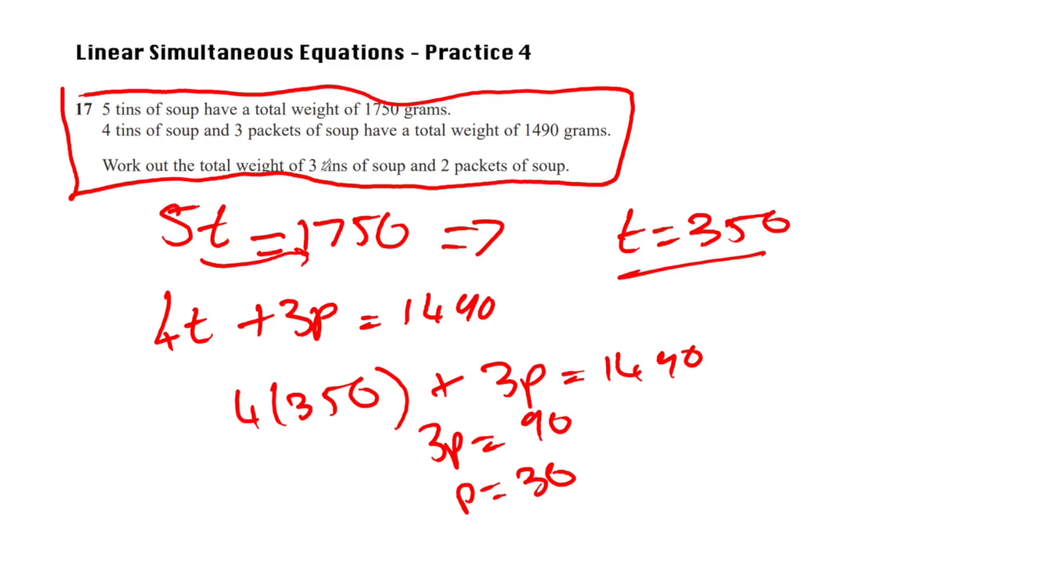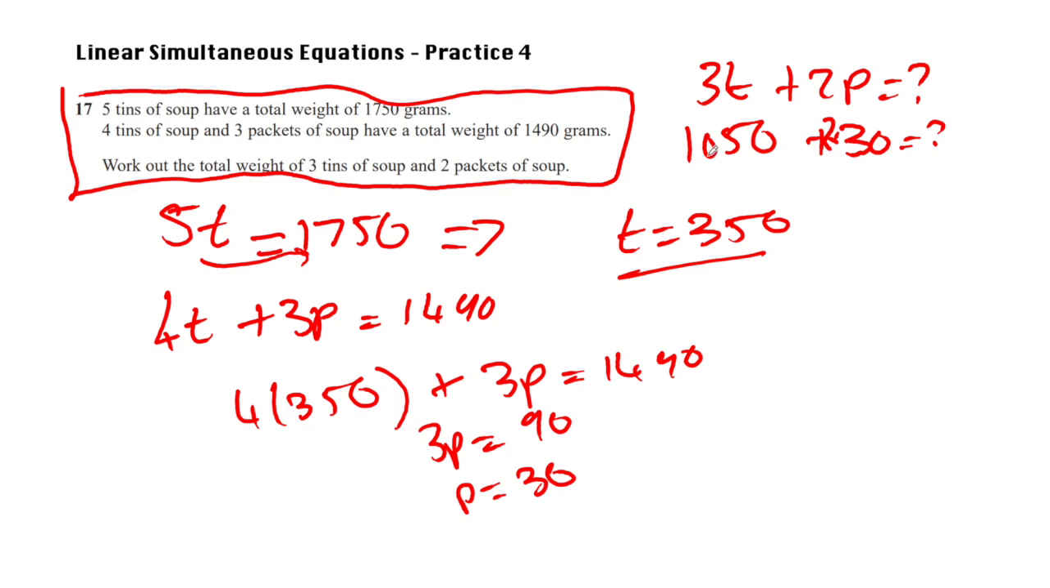Now we want to work out 3 tins. What is 3t plus 2p? So that is 3 times 350 plus 2 times 30. So 3 times 350 is 1050, plus 2 times 30 equals, question mark. So that just equals 1110. That is your answer there.